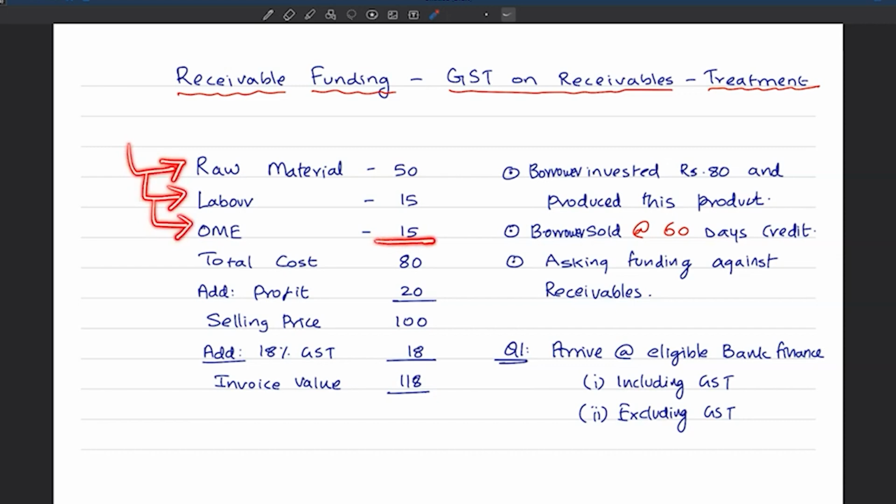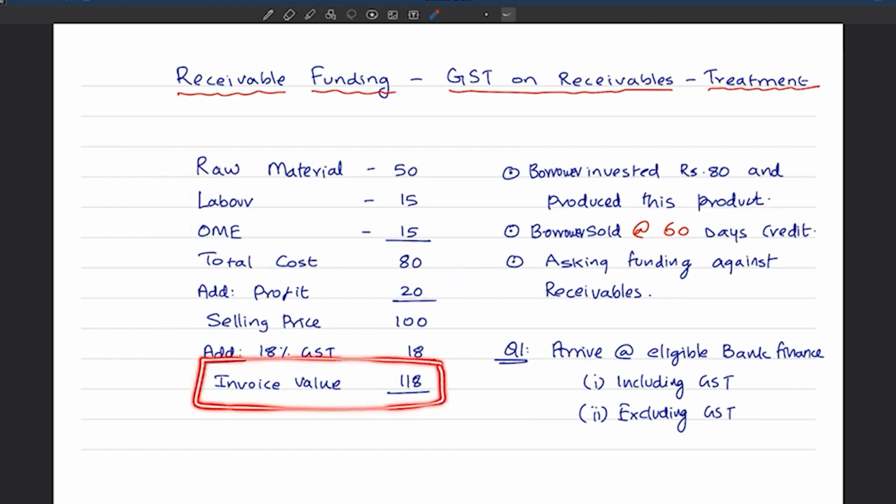On this total cost, he is adding a profit which is 20. So that makes his selling price as 100. And on this 100, he is adding 18% GST and that makes invoice value as 118. For this invoice 118, how much he has invested actually? He has invested only on these three. That is raw material, labor and other manufacturing expenses. So that's what you see here.